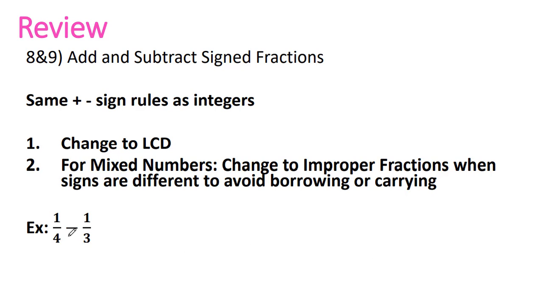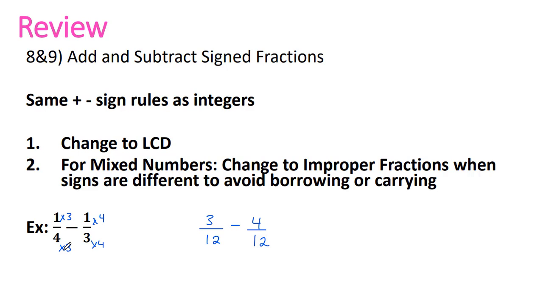So for example, we have 1/4 minus 1/3. These are both positive fractions, so we can do them the same as we've always done. We're going to find our lowest common denominator, which is 12, and we're going to change the fractions to have like denominators. So this will be 3/12 minus 4/12.